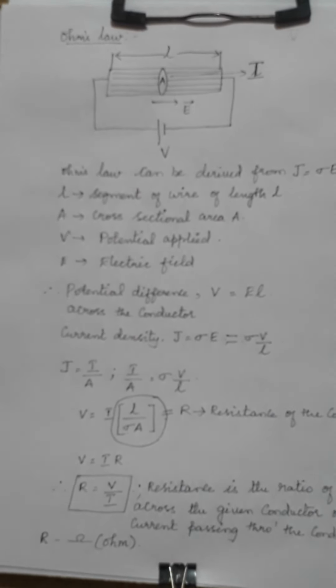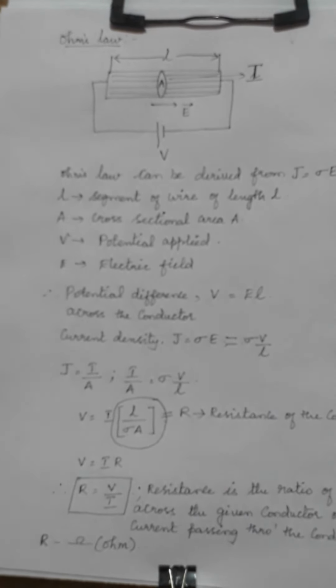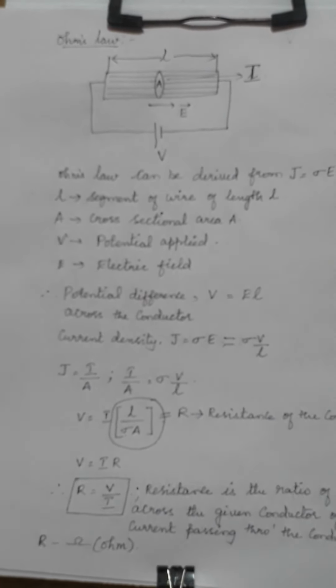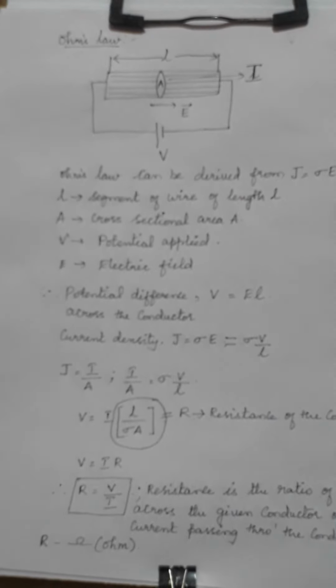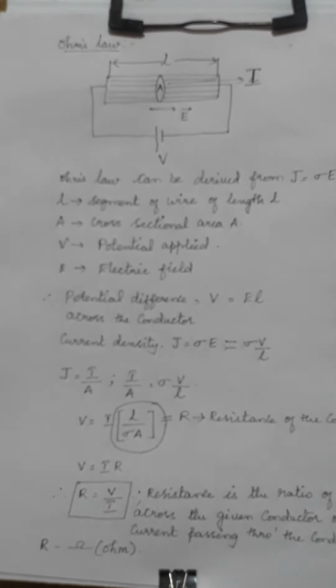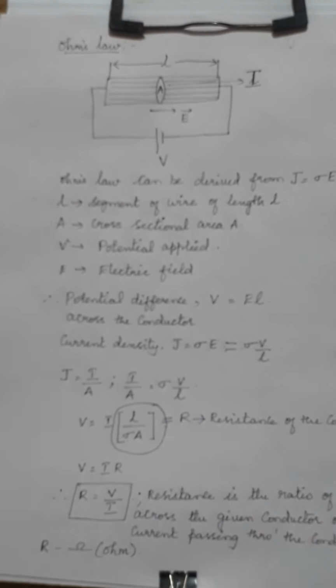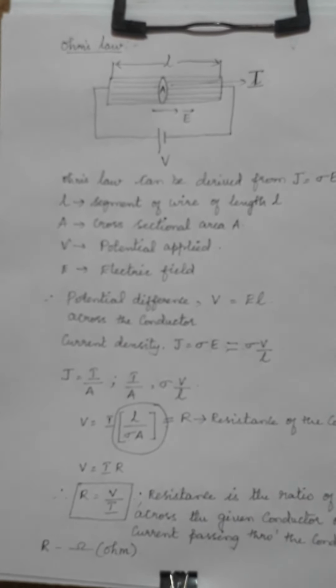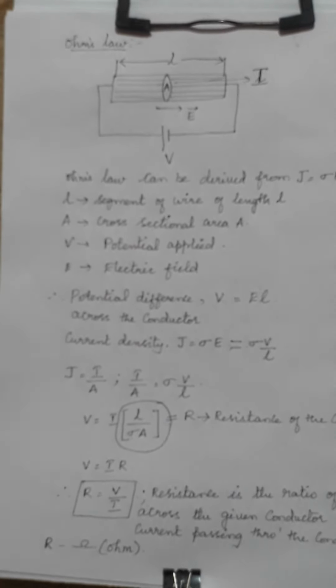Here in this lesson, what we have learnt is current. Current is nothing but when electrons start moving, it constitutes current. It is written as I is equal to Q by T. That is 1 ampere. 1 ampere is equal to 1 coulomb per 1 second.